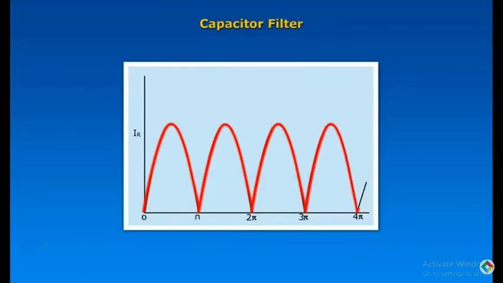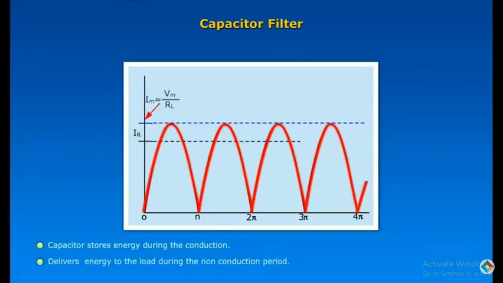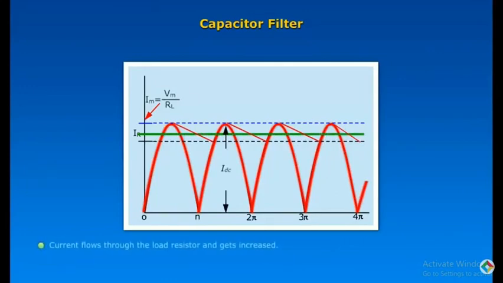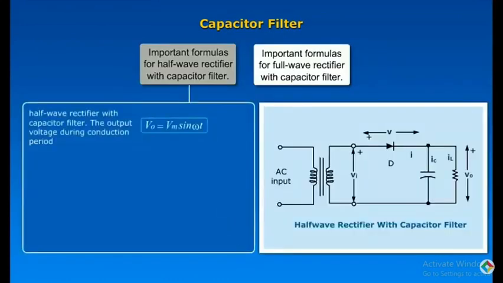The capacitor gets charged. The capacitor stores energy during the conduction period and delivers energy to the load during the non-conduction period. Current flows through the load resistor and gets increased. The ripple component is reduced, and it is useful for all types of rectifiers. Half-wave rectifier with capacitor filter.